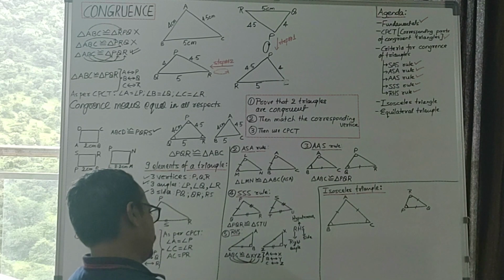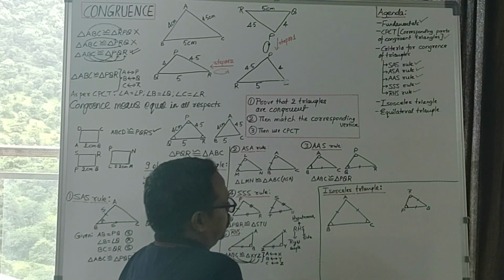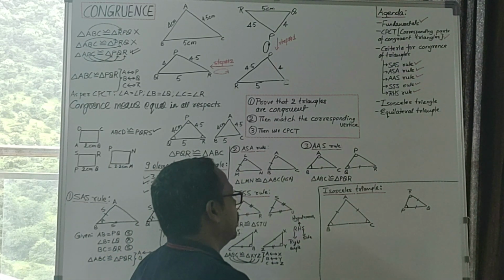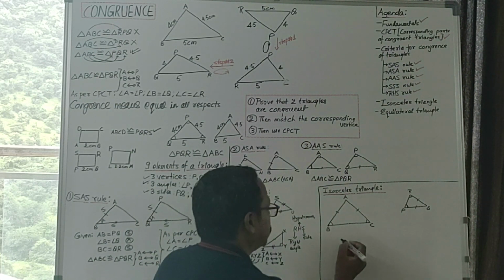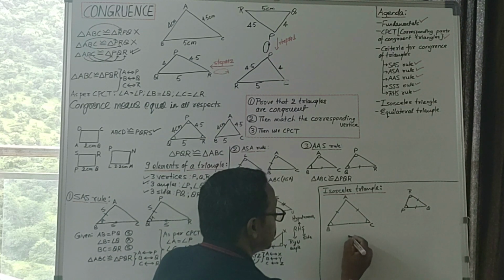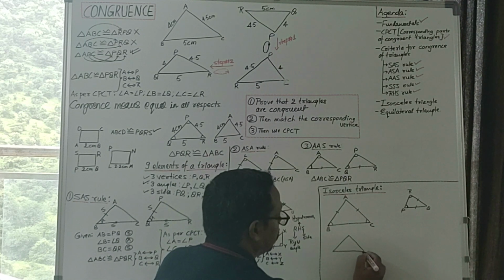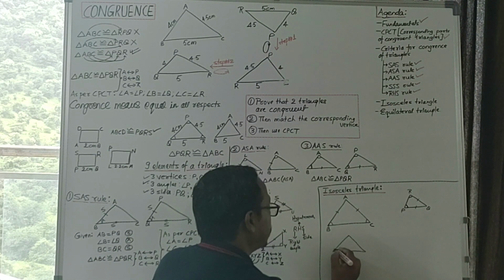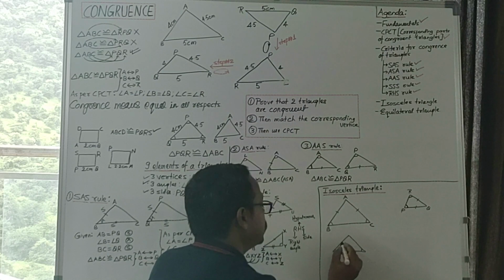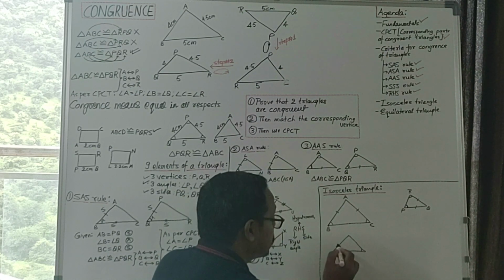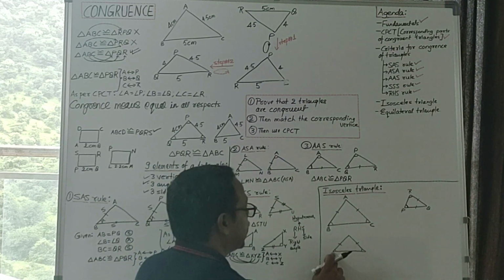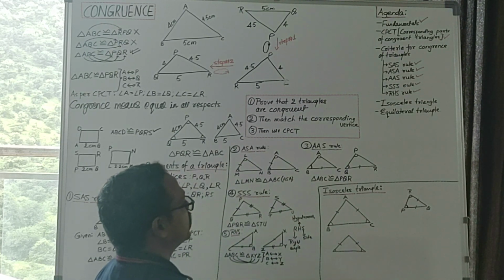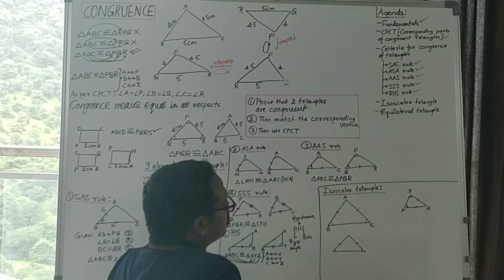Similarly it can happen, or the converse is also true. Converse means what? The converse is that if in a triangle two angles are equal, this angle equal to this angle, that means this side is equal to this side. Right? So this was the thing I wanted to discuss about isosceles triangles.